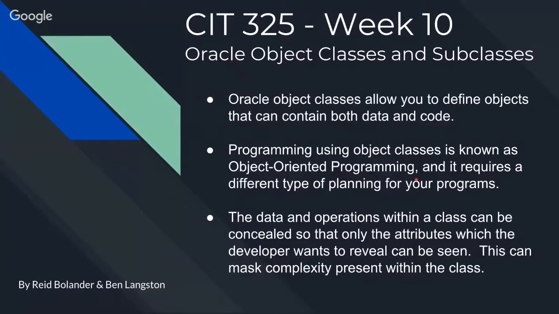Today, we would like to present a little bit on Oracle object classes and subclasses. So, an object class allows you to define objects that contain both data and code. And programming using object classes is known as object-oriented programming, and it requires a different level of planning for your programs. You need to figure out how your classes are going to be structured. The data and operations within a class can be concealed so that only attributes which the developer wants to reveal can be seen. And this can mask complexity present within the class.